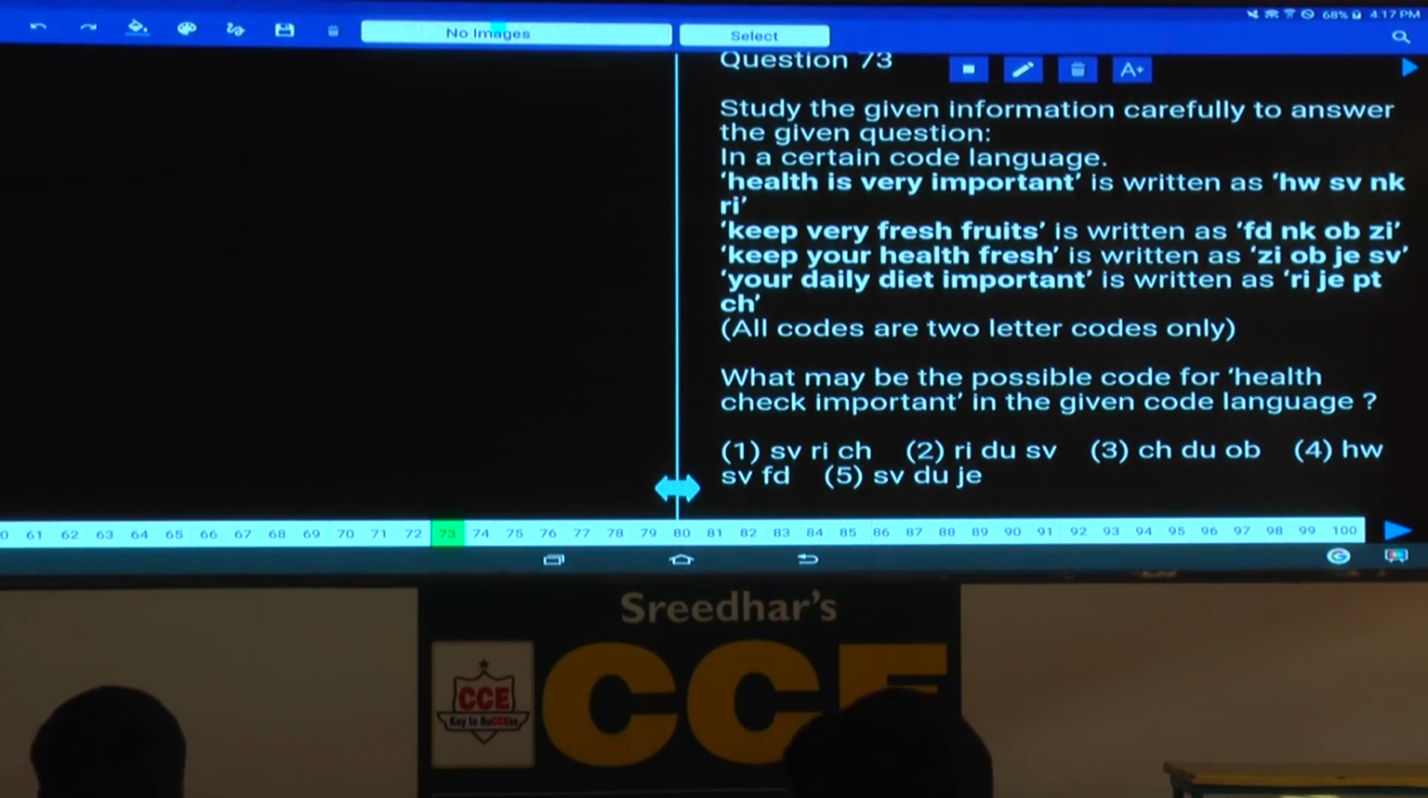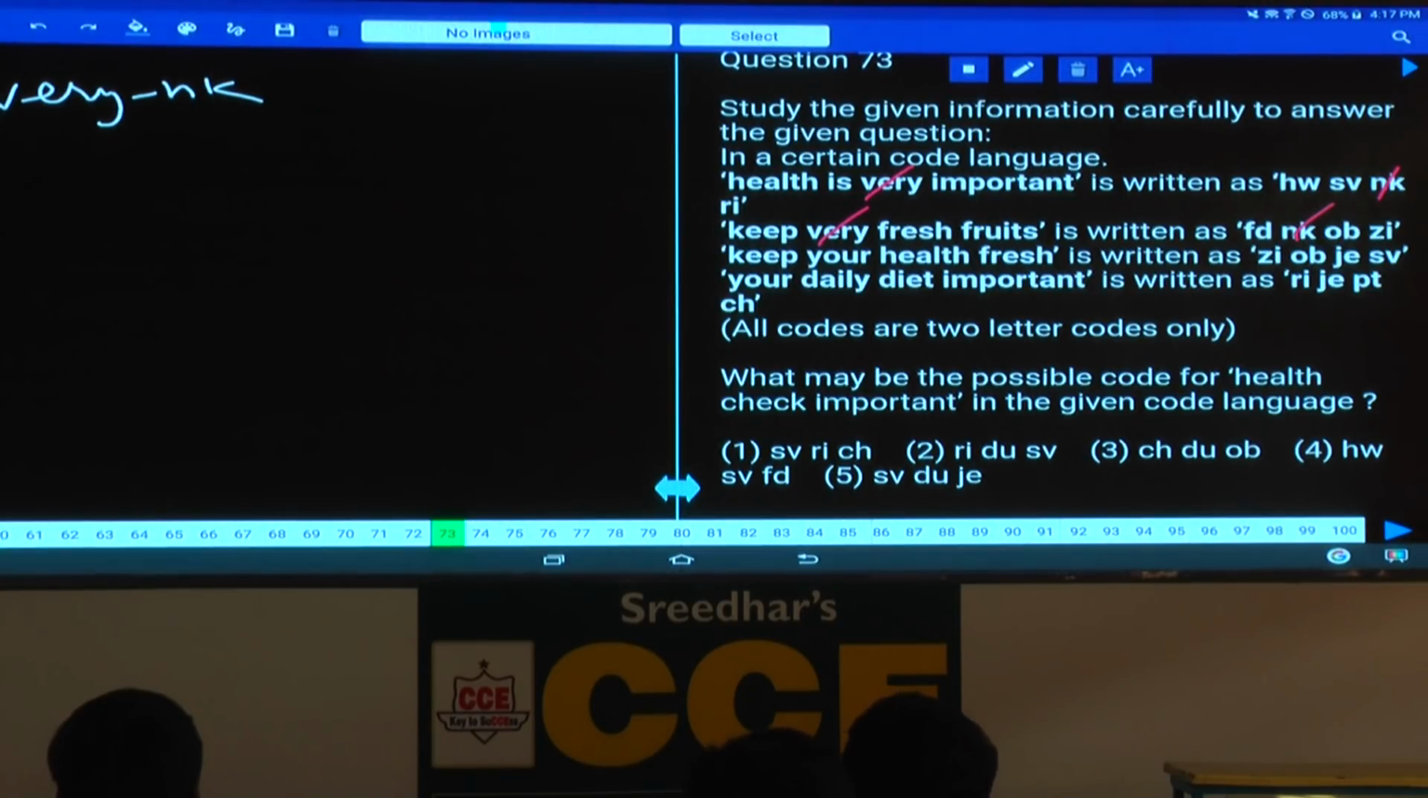Now, "very" is the word which is common between these two, isn't it? As "very" is common, which code is common here? Code H, W, S, V, N, K. N, K is the element which is common. And the code to the word "very" is N, K.